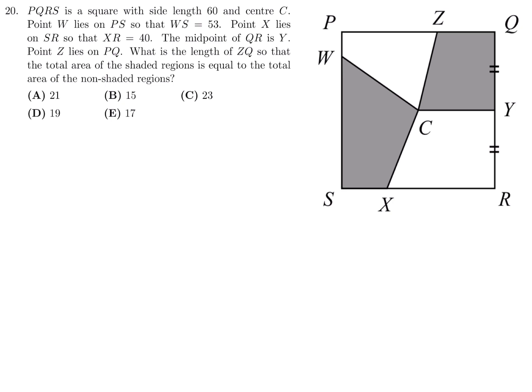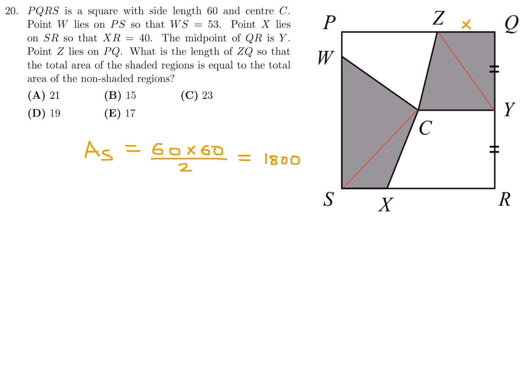Well, let's split this up into a couple of regions here. I'll do that line, and I think drawing that line would be sufficient. And here we go. So ZQ I'll just call X. Now they're telling me that the shaded area is equal to the unshaded area, so that means the shaded area must be half that of the square. So the square is 60 times 60, so half of that. And that is, what is that? 1800? Yeah.